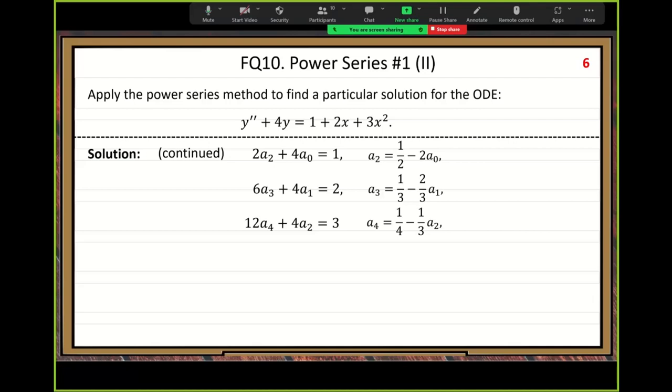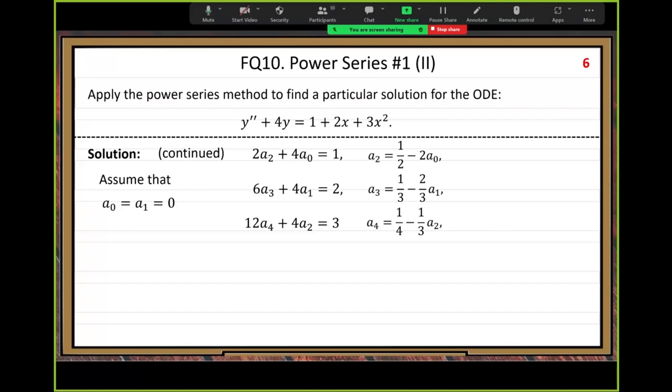For one particular solution, we have freedom to choose the first two coefficients, a0 and a1, because a0 determines a2, a1 determines a3, and so on. Based on that, we choose the simplest case: we assume a0 equals a1 equals 0 to make it as simple as possible. Because we know the non-zero cases of a0 and a1 will be included in the general solution of the homogeneous equation. So here we don't worry about that.